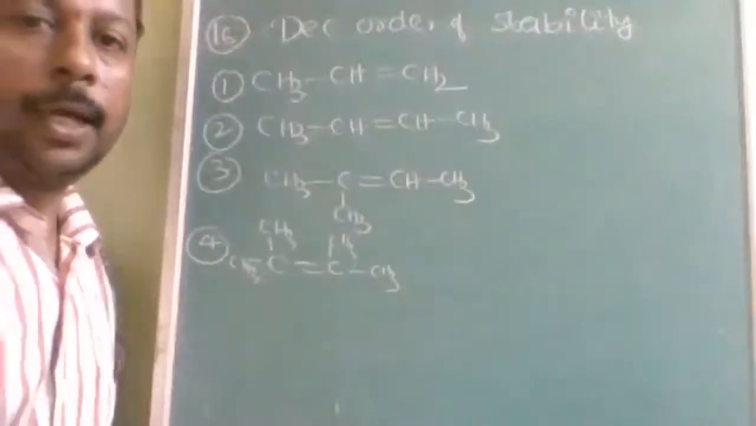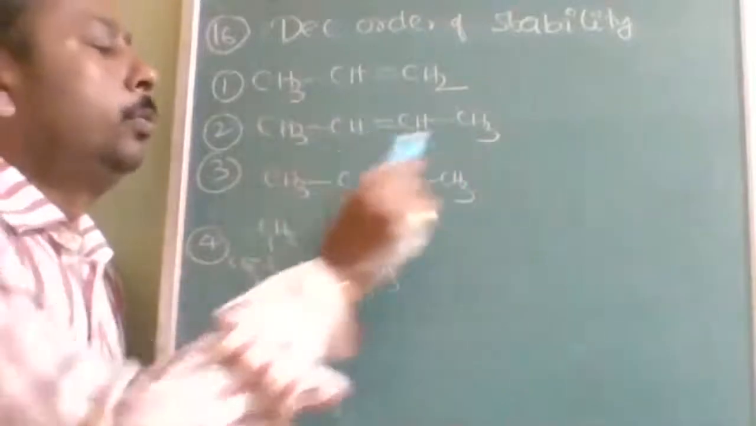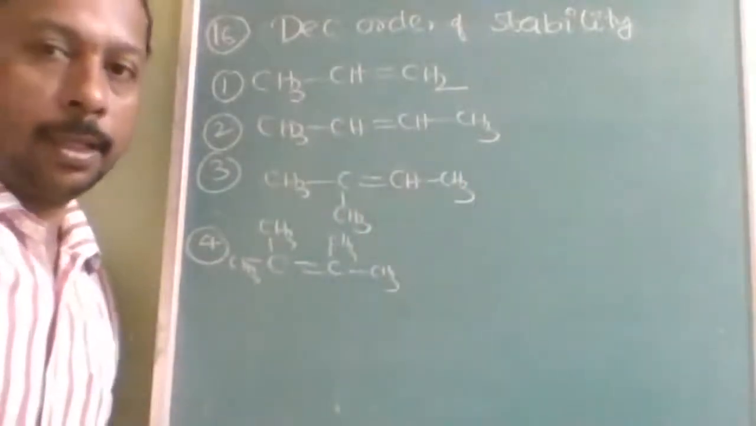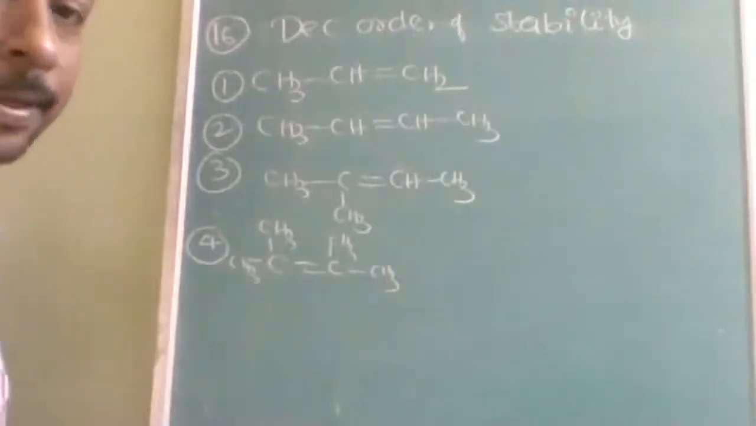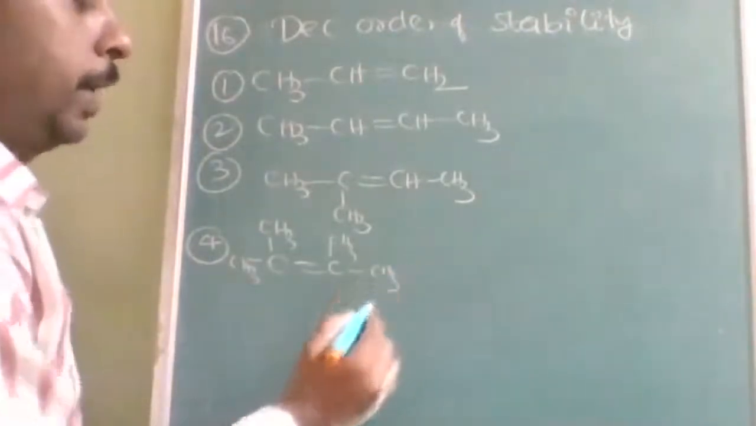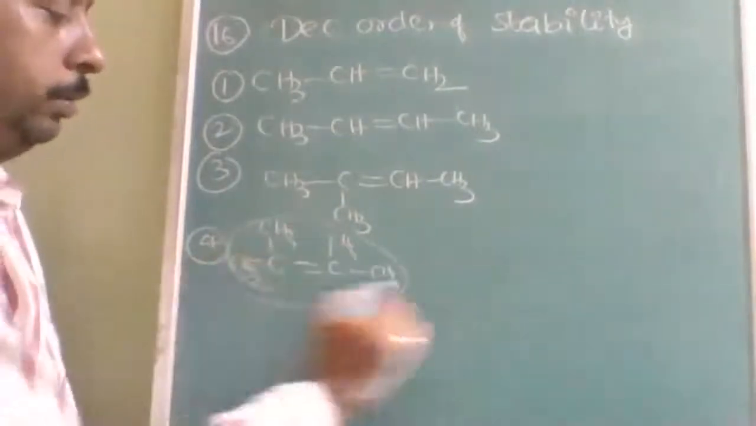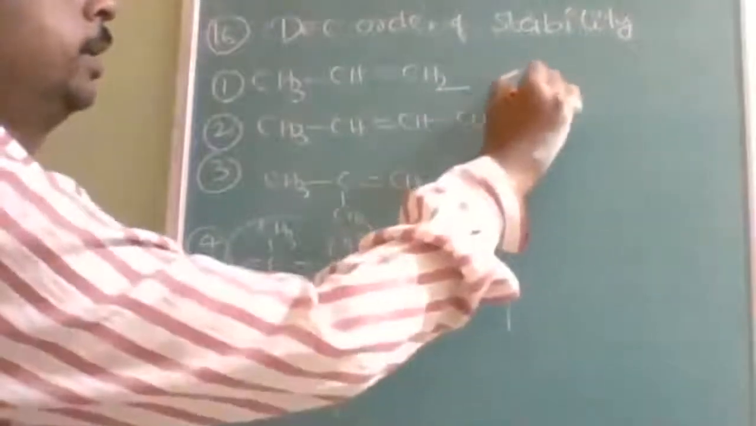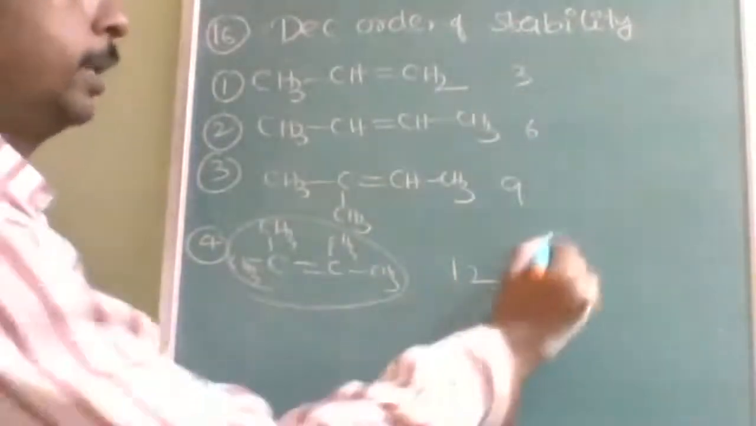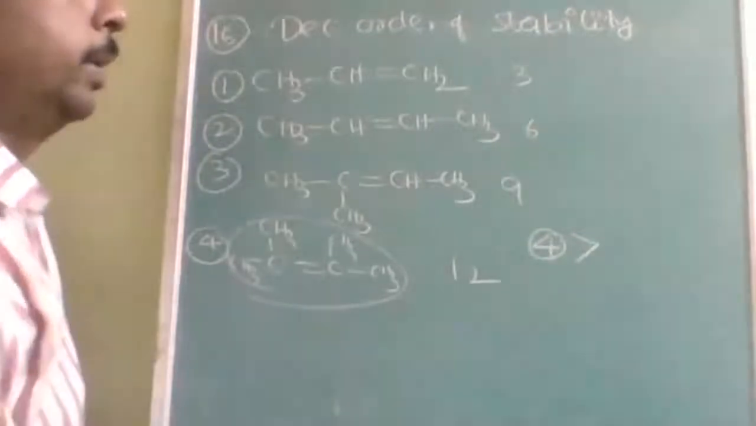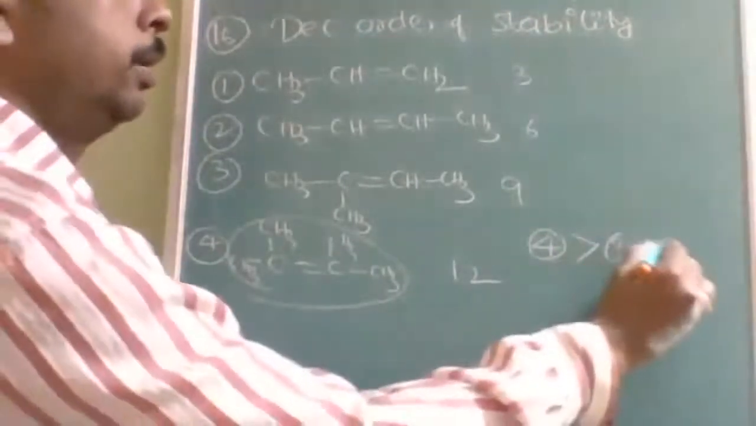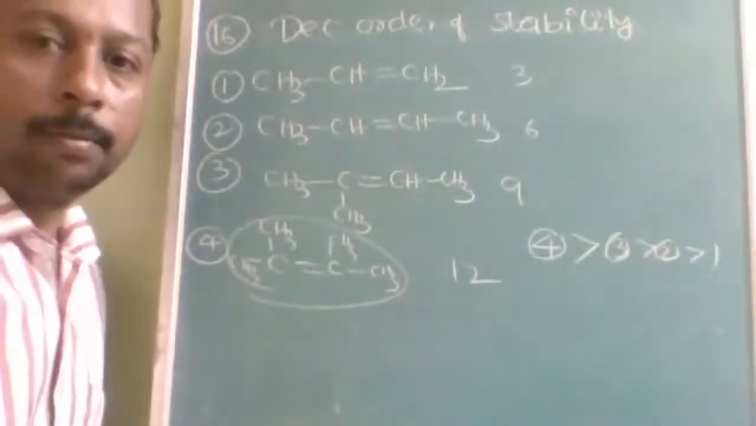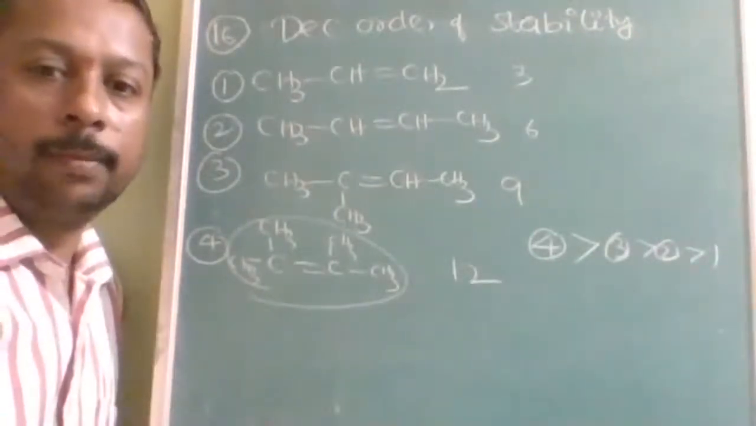Okay, here 4 alkenes are given. Propene, butene, 2-methyl butene, 2,3-dimethyl butene. Decreasing order of stability. Very nice. Very simple. Hyperconjugation. Number of alpha hydrogens are 12, 9, 6 and 3. So highest stable will be 4. Decreasing order he is asking. 4, 3, 2 and 1. Okay. Hyperconjugation order. Number of alpha hydrogen higher will be stability.